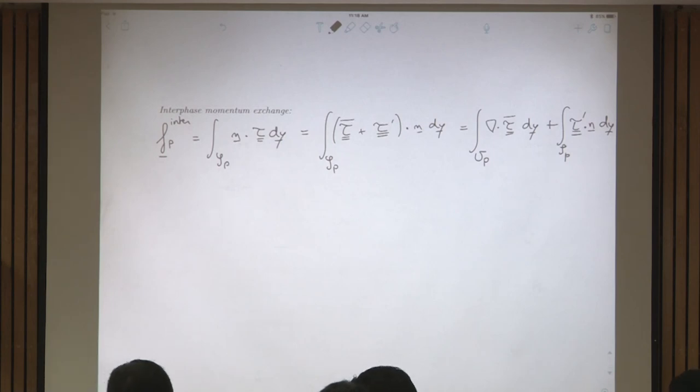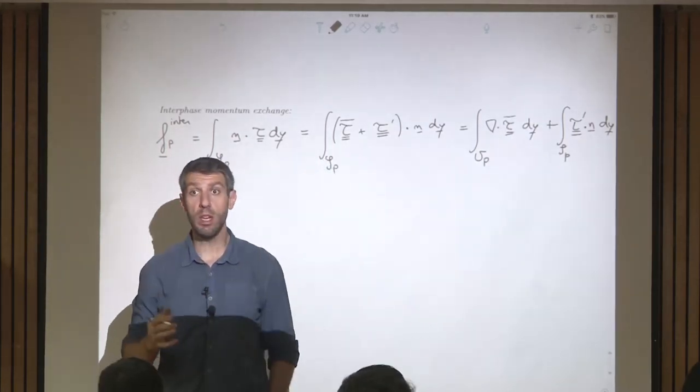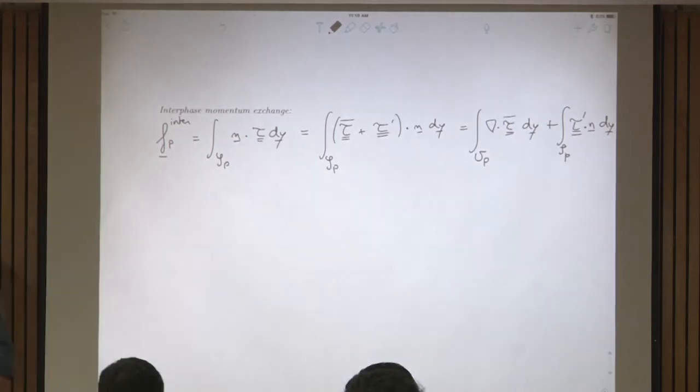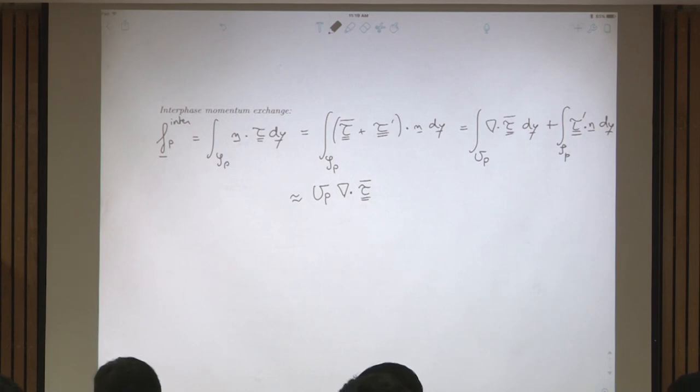Under the assumption, and that's maybe a somewhat more difficult assumption, that we're filtered on a scale large enough, I will assume that the divergence of tau is approximately constant over the volume of the particle, and I'll let myself take it out of this integral. So I will rewrite this as the volume of the particle times the divergence of this tau filtered.